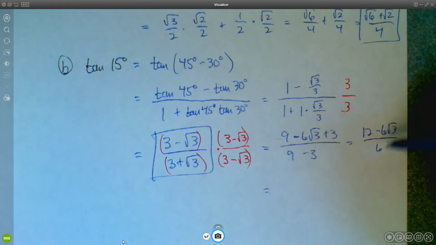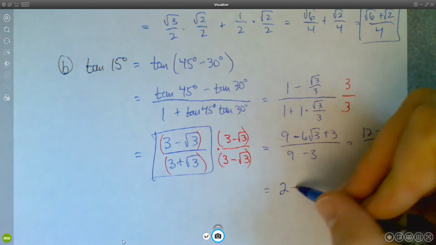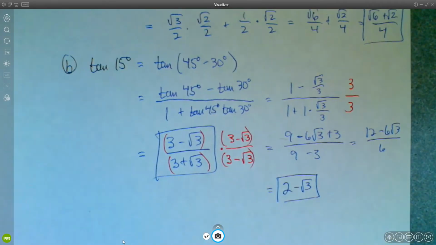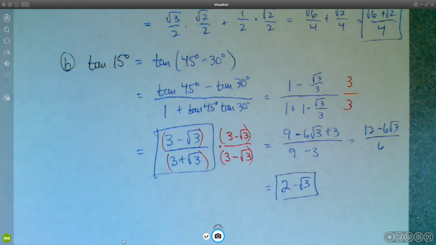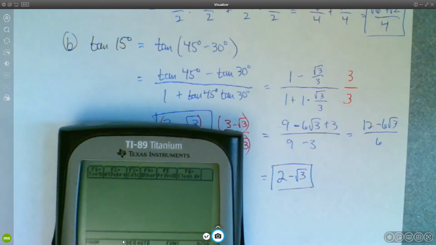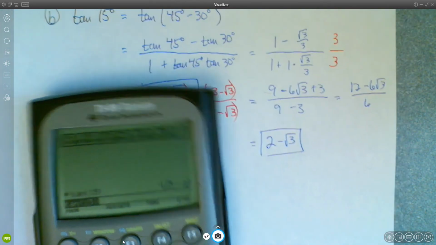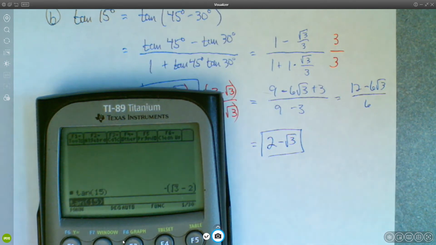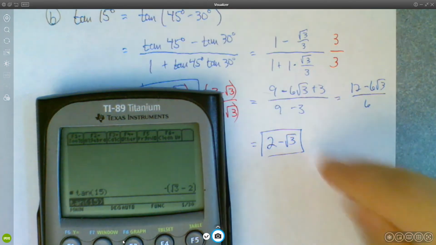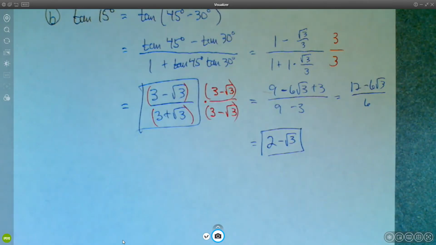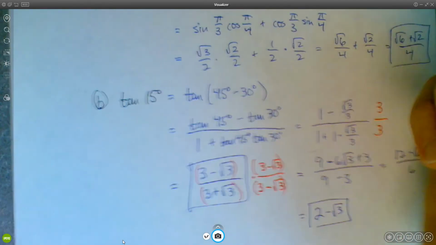Because now you can simplify by 6 and you just end up with 2 minus square root of 3. Which I would imagine is the answer your calculator will give you. Let me see. Curious. So tangent of 15 degrees. Yeah, mine gives it to me kind of in this weird way, but if you distribute that negative sign, then it's negative root 3 plus 2, which is exactly what we've got here. So, anyway, that's kind of nice. Let's look at another set of examples.